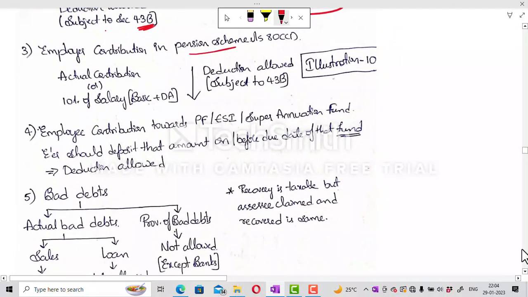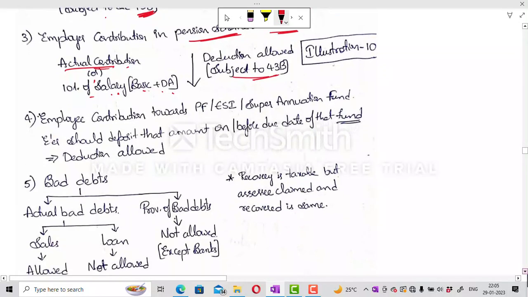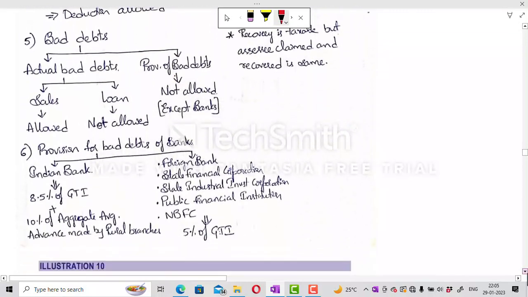Employer contribution in the pension scheme under 80CCD. So employer contribution will be there. Actually, how much deduction is available? Actual contribution or 10% of salary, whichever is lower. Salary includes basic plus dearness allowance. This much deduction is available, and deduction is allowed subject to 43B. Okay, means actual payment should be made till the due date of filing of return of income.